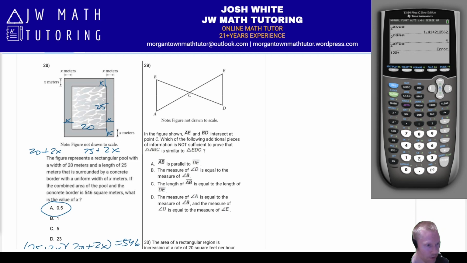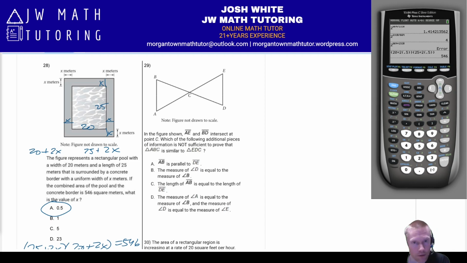So we got 20 plus 2 times 0.5. That's my new width if the value of x is 0.5. And then next to that, I've got 25 plus 2 times 0.5. That's my new length. Hit enter. Okay, I get 546. That tells me it's the correct answer, and I'm done. No other work needed. So back solving, again, is another possible way to solve this that could be much quicker.